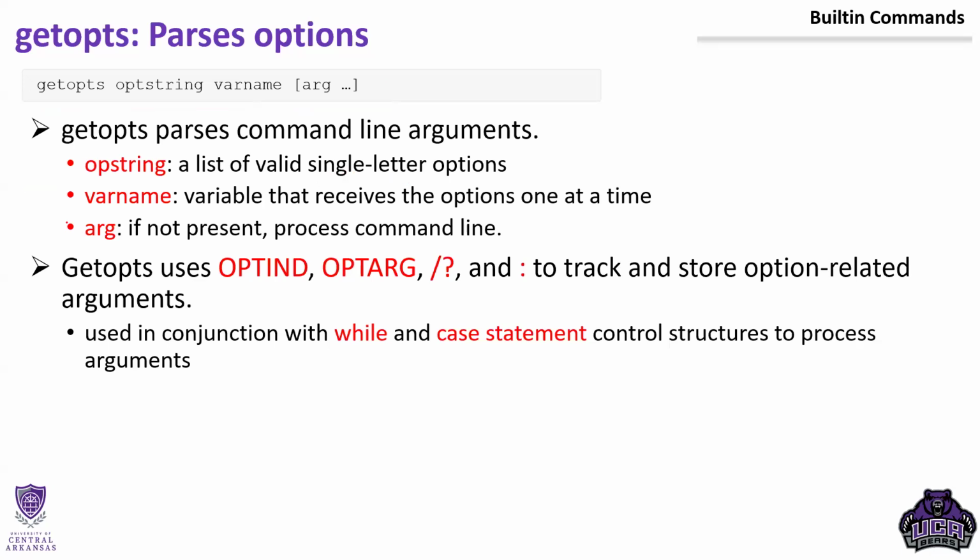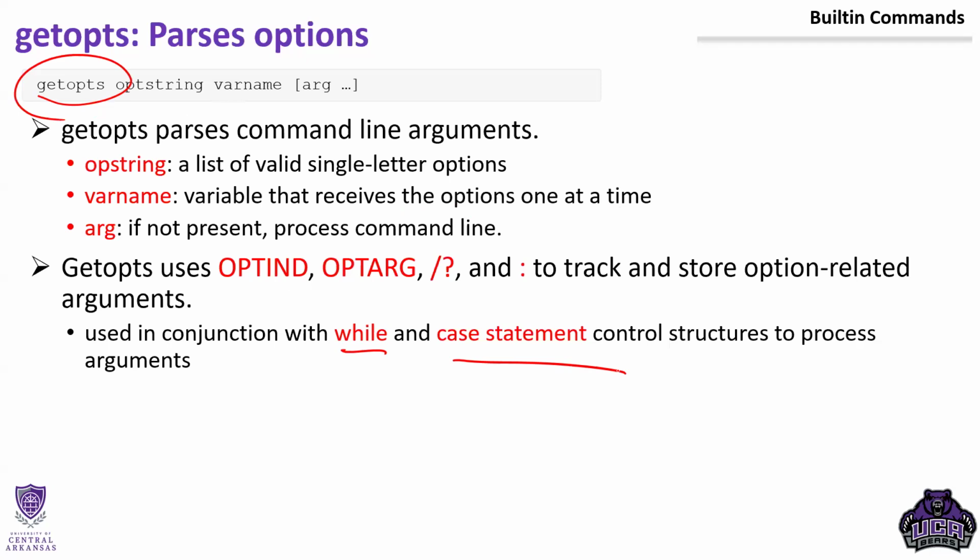And then we've got the varname. That's a variable that receives the options one at a time, so this one's going to be all of our options in there. And then we have some special variables like OPTIND and OPTARG. We'll see a list of those and explain them. But understand that by itself, getopts really doesn't do that much. We have to actually integrate it within a while loop and a case statement.